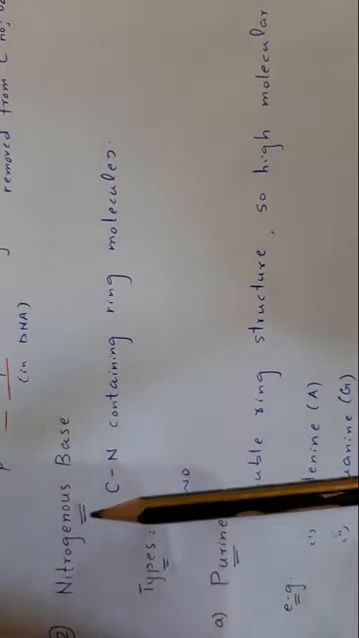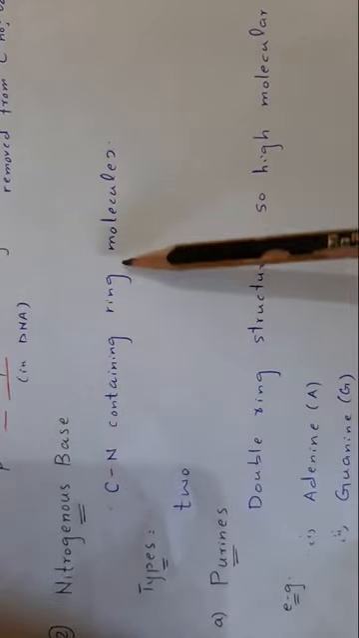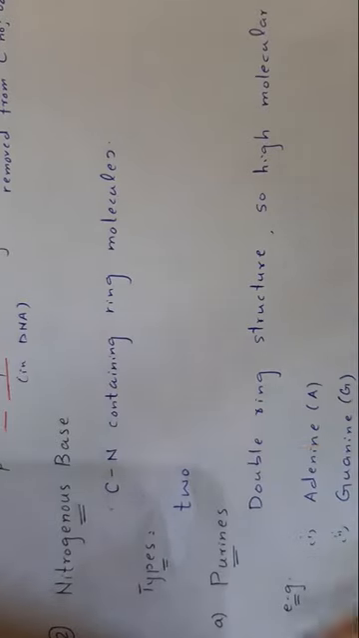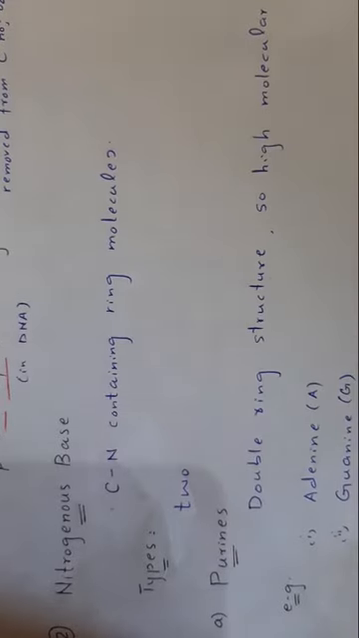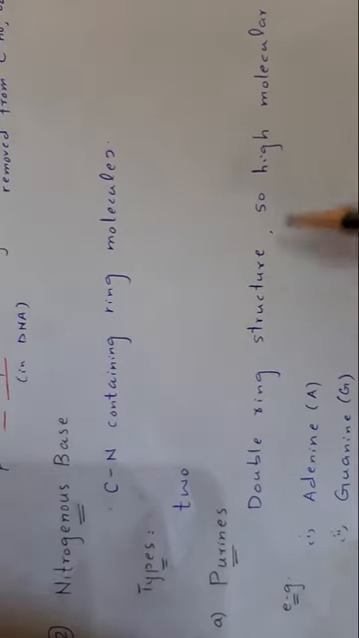The second component of the nucleotide is the nitrogenous base. What are nitrogenous bases? Nitrogenous means nitrogen containing. So these are carbon-nitrogen containing ring molecules. There are two types of nitrogenous bases. One is called purines and the other is known as pyrimidines. What are purines? Purines have a double ring structure, so high molecular weight. Examples of purines are adenine and guanine.